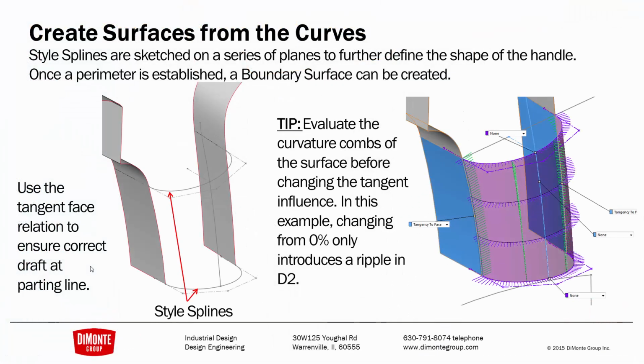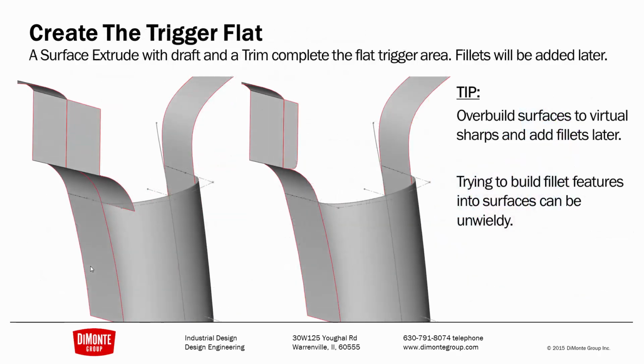So I'm going to create a curve network, and then it's just a matter of dropping surfaces in between the curves on the network. I've created this main large boundary surface. Note that it's a big, large, four-sided surface. The shape doesn't change much, that's why it's a single surface. I built the trigger flat area.